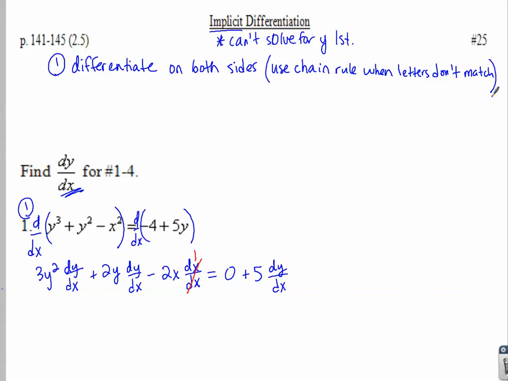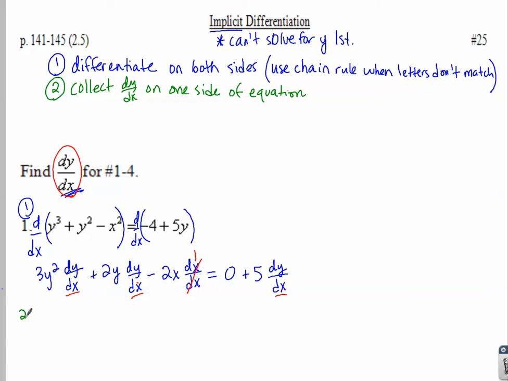Okay, so we have our chain rule. We've done the derivative. Next, remember our goal. Let's keep the eye on the prize. We're trying to find dy dx. So how do I solve an equation when I have dy dx here, dy dx here, dy dx here? We have to collect all the dy dx's on one side. So that's what we're going to do next. Step 2, collect dy dx on one side of the equation.